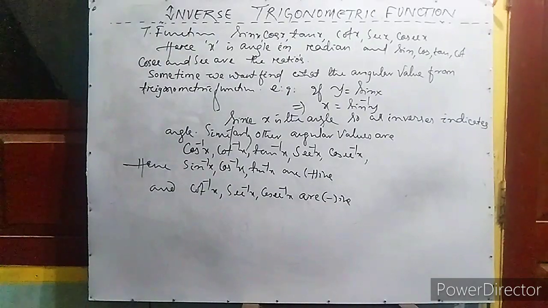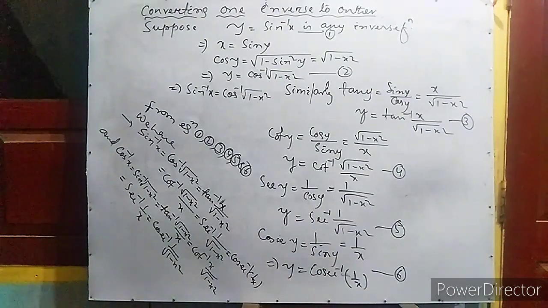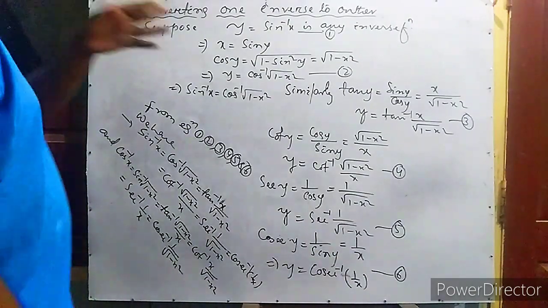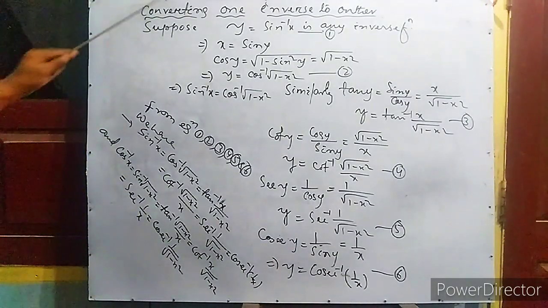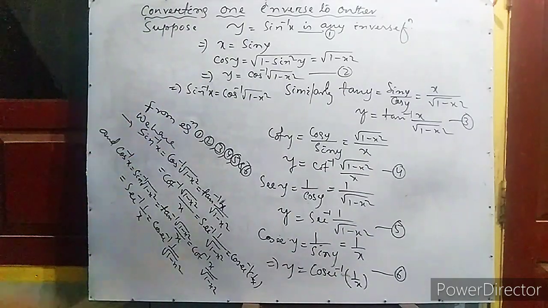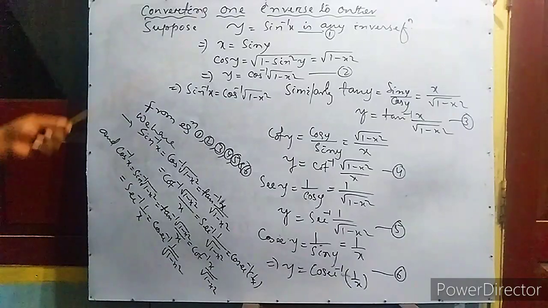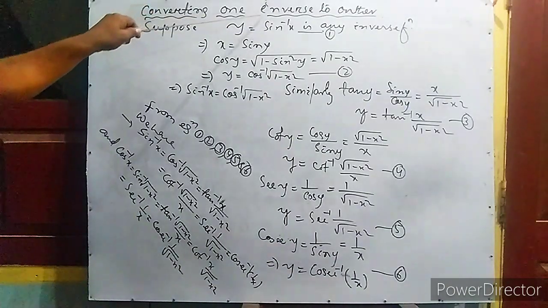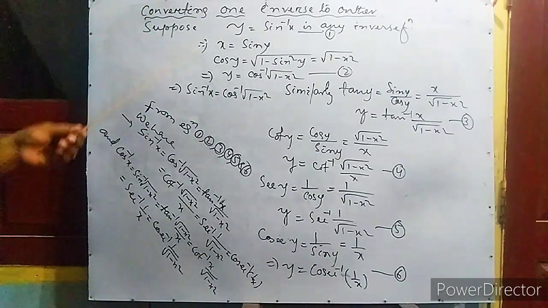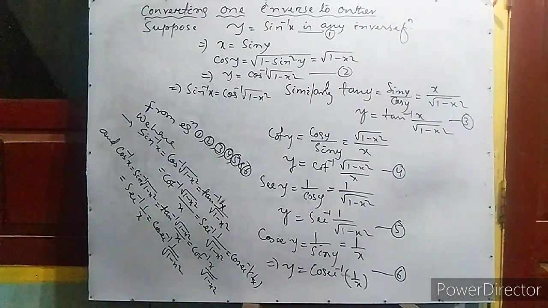In inverse trigonometric functions, the converting formula is very important. So you have to know how to convert one inverse to another inverse. Suppose it is given y equal to sin inverse x, one of the trigonometric inverse functions. Then we have to convert this sin inverse x into cos inverse x, tan inverse x, cot inverse x. How do we convert this?